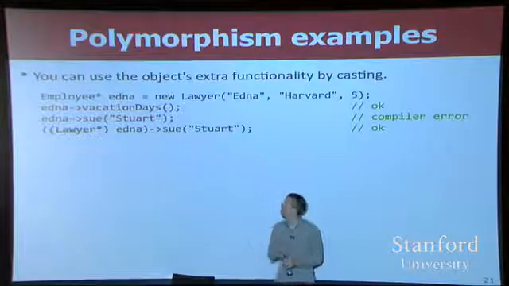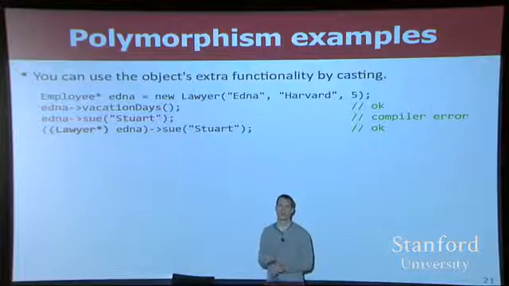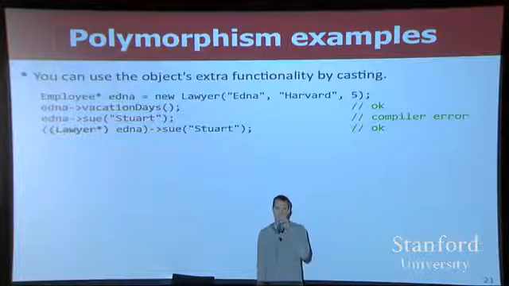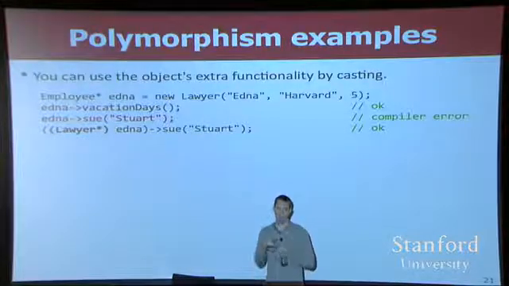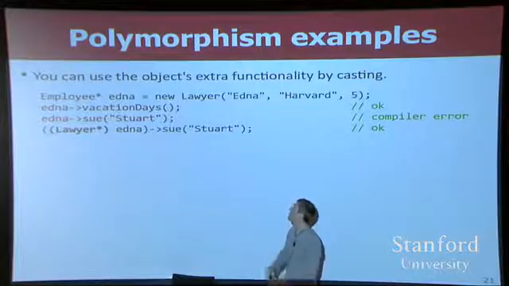We know that Edna is a lawyer. You can see it in the code right there. Why do you think it won't let me sue somebody? What do you think? Yeah. Employers. Basically it's because the employee type doesn't have a sue method.